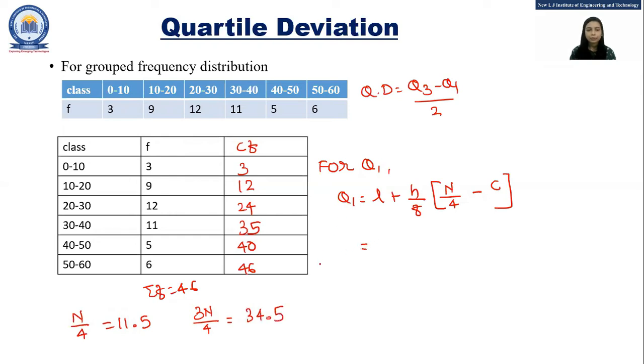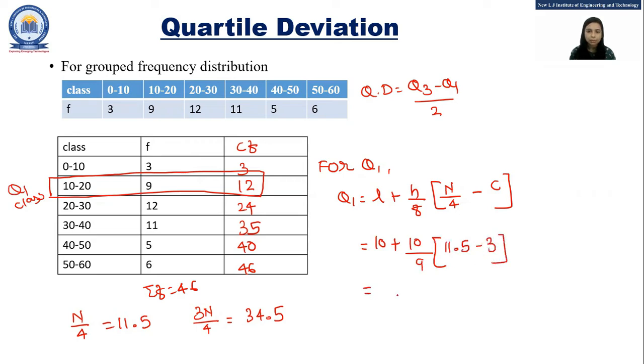Now let's first find out the value of Q1. That is the Q1 class decided from the N by 4, that is 11.5. So the CF that is just greater than 11.5 is this 12. So this is your Q1 class. Now the value of L is 10, the value of H is 10, the value of F is 9, N by 4 is 11.5 and the value of C is 3. So Q1 is equal to 19.44.